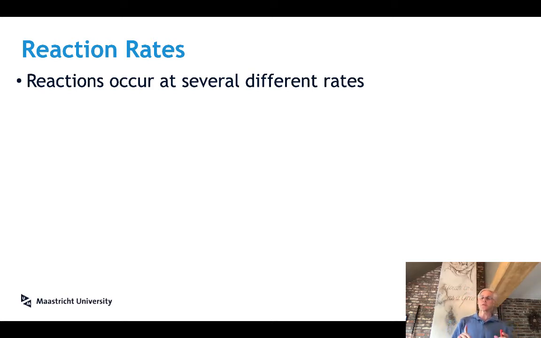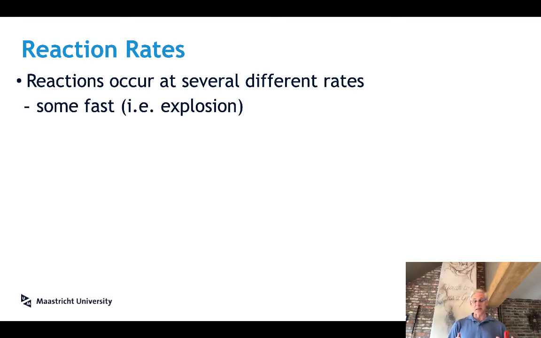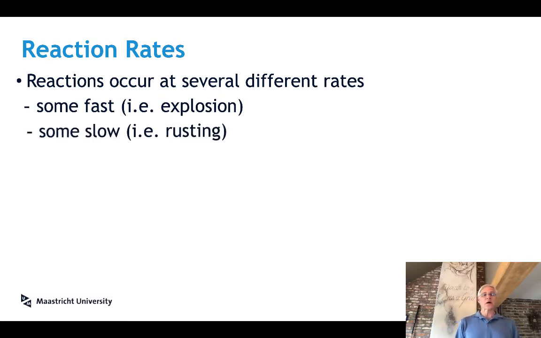Now reactions occur at several different rates, anywhere from very fast, like an explosion, to something that is very slow. For example, rusting. Actually, explosions and rusting are the same type of reaction. It's just a matter of how fast they occur. Wouldn't it be terrible if rusting was a fast reaction? You'd be driving down the road, you'd hit a puddle, your car would get wet, the metal would start to rust, boom, there goes your car. Thankfully, that's a slow oxidation reaction, whereas an explosion is a very fast oxidation reaction.